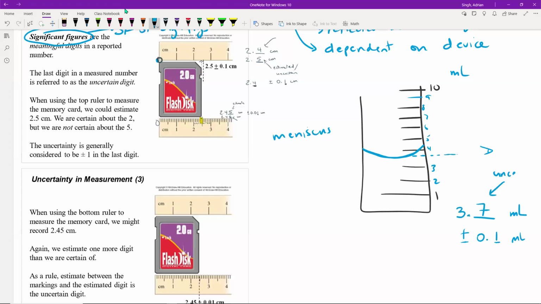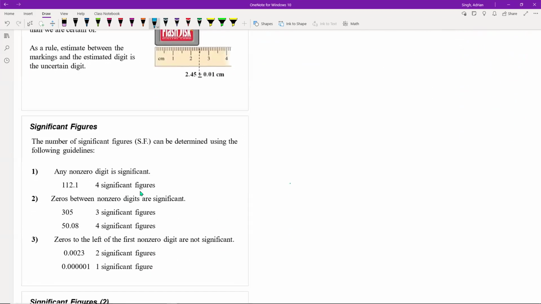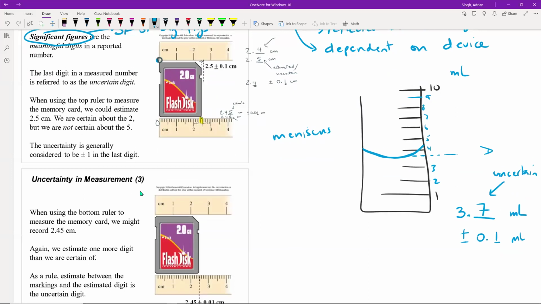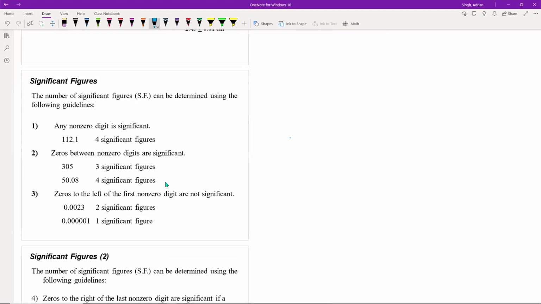Somebody else may think that it is 3.8 milliliters, and that's perfectly fine as well, because we are still reflecting the uncertainty in the measurement based on the actual graduation marks on our device. So when it comes to your measurements, we need to pay close attention to our significant figures, which are again the meaningful digits in a reported number, and there are rules for identifying significant figures.